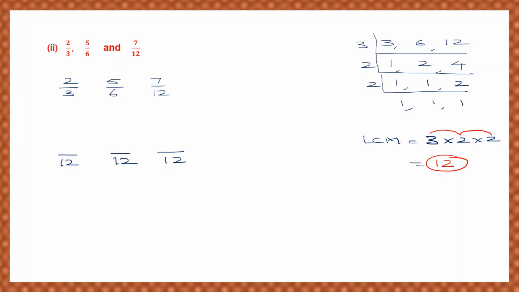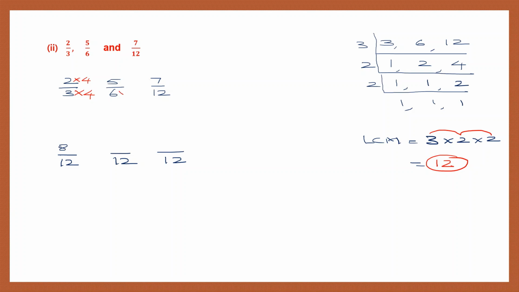Now let's start with the first fraction given to us, 2 by 3. Now 3 has now become 12. So 3 into what? 3 into 4 is 12. So multiply 2 also by 4. 2 4s are 8.